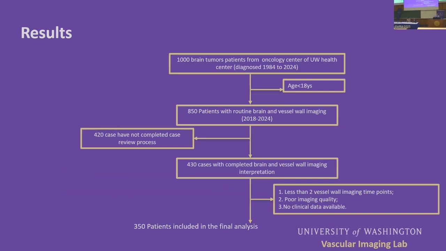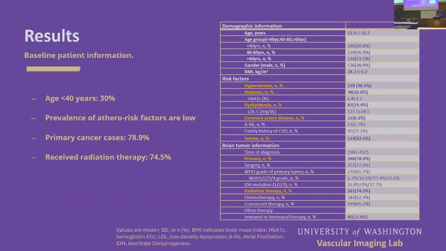We started off with a cohort of 1,000 patients. We excluded patients younger than 18, as well as a cohort that we haven't completed yet, and those that had limited image quality or limited clinical data, and we ended up with 350 patients that we included for this evaluation. In terms of the data, the average age of patients was 52 years old.